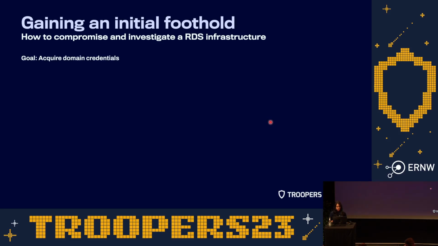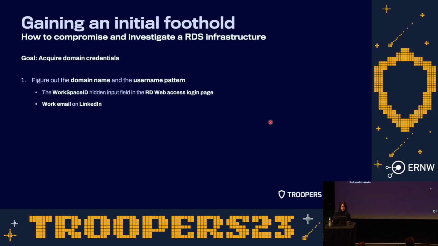The first objective for a threat actor is to acquire domain credentials. There are mainly three big steps that can be done here. The first one: the threat actor needs to determine the domain name and then the username pattern that is applied at the company level. For the domain name, the threat actor can look at the workspace ID hidden input field in the RD web access login page, for instance. And for the username pattern, the threat actor can rely on OSINT and, for instance, find a work email on LinkedIn.